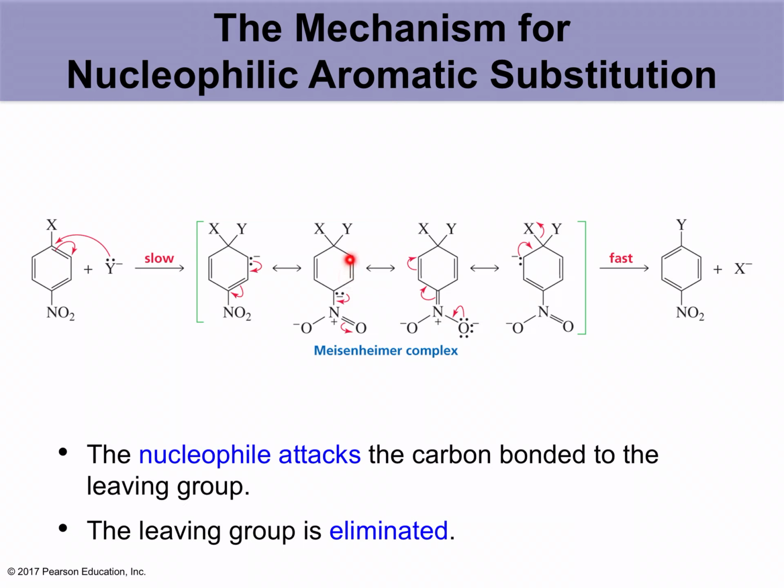Imagine if you have two more nitro groups at these positions where we generate negative charge. Here and here, there are nitro groups to remove the electron density away from the benzene, making it easier for the nucleophilic substitution to take place. The nucleophile attacks the carbon bonded to the leaving group. The leaving group is eliminated.